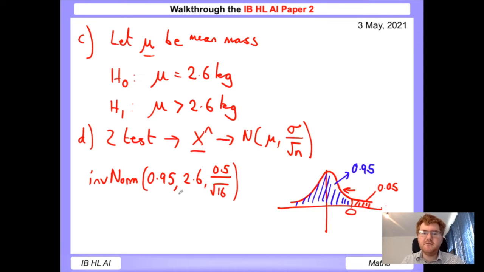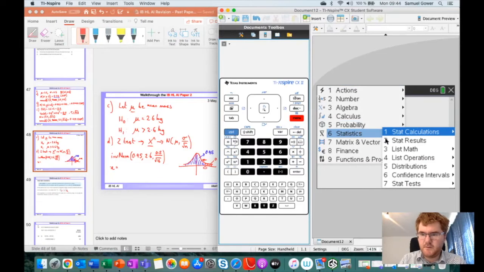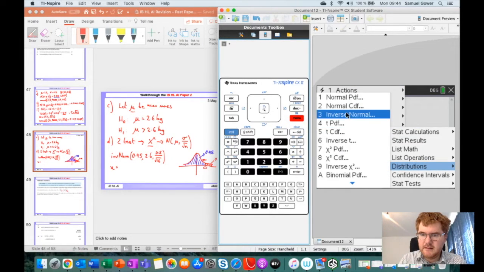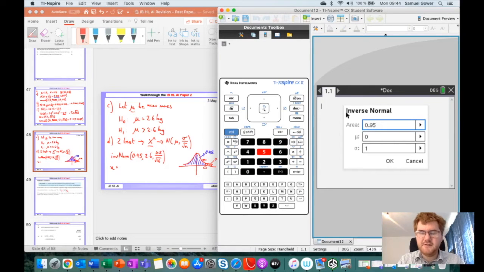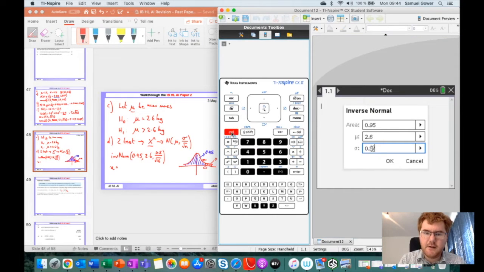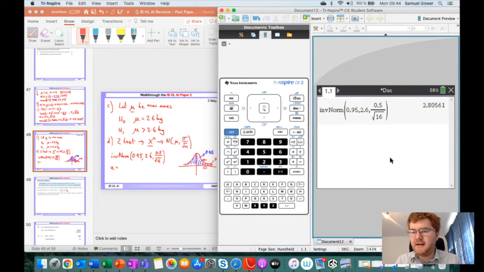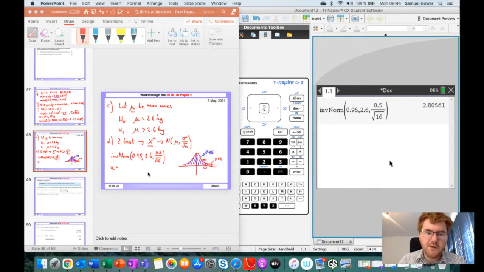And at this point, we're going to pop all this into a calculator. So we're going to work out the key value here, let's call this A. Let's use my GDC now. So you go menu, statistics, distributions, inverse norm, area 0.95 because it works backwards. Our mean is 2.6. And our new standard deviation is derived by doing 0.5, our old standard deviation, divided by the square root of the sample size, which is 16. Press the enter button, and it kicks out our answer of 2.80561, which we are going to round.